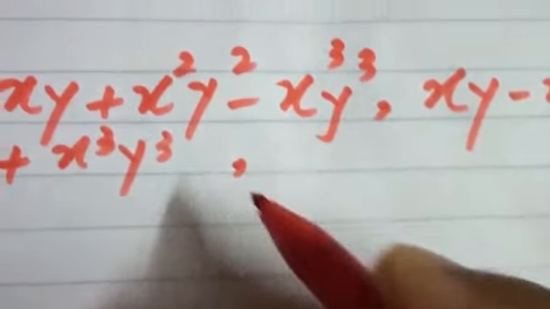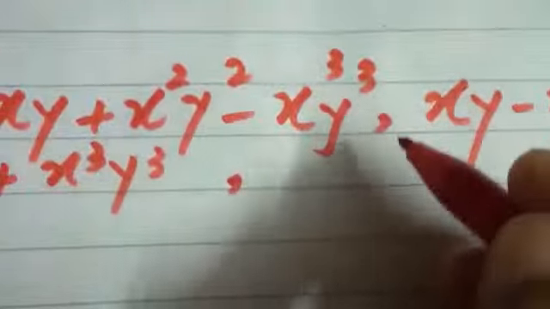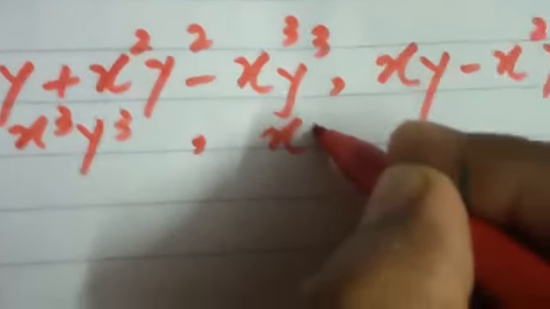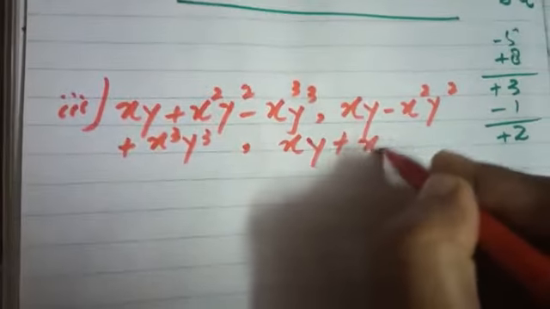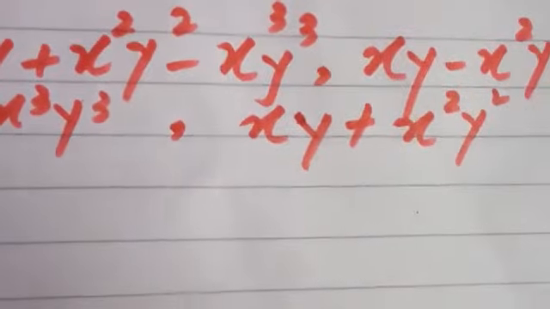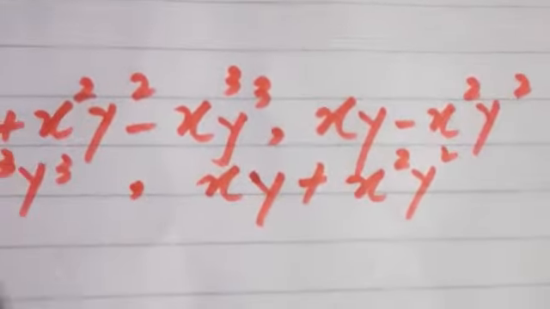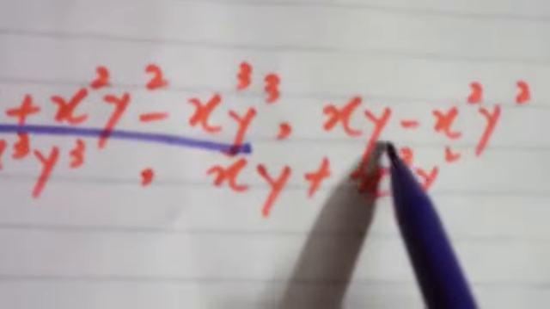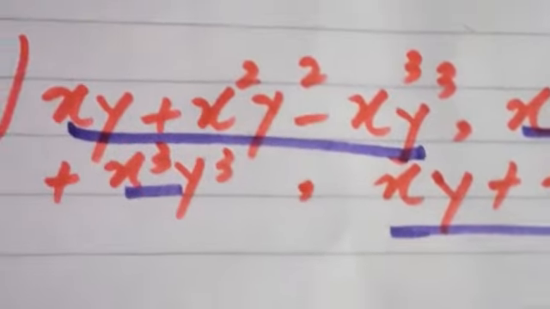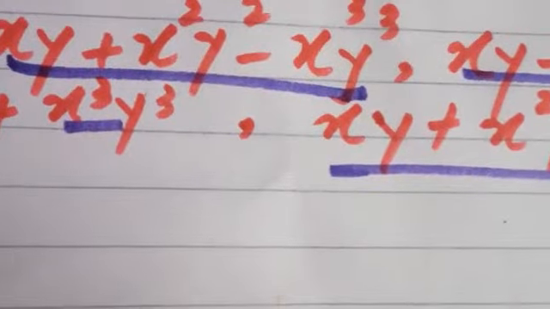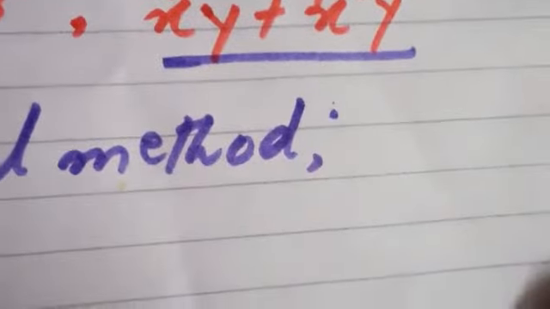And the third is xy and plus x square y square. These are the three expressions: number 1, number 2, and this one is number 3. We are going to solve this also by the vertical method. Arrange the expressions yourself in descending order.